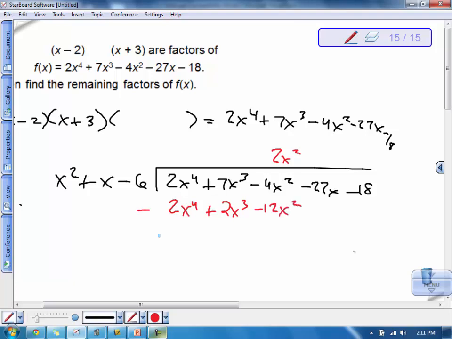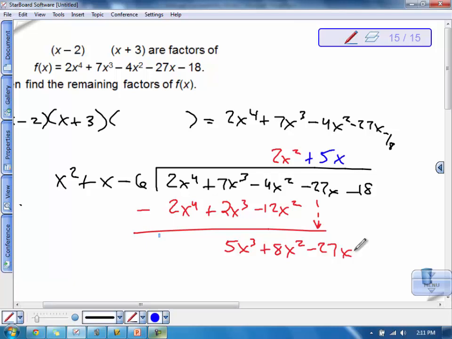When I subtract, this is going to be 0. 7 minus 2 gives me 5x cubed. Negative 4x squared minus negative 12x squared gives me a positive 8x squared. Now I'm going to bring down the next term, negative 27x. And now what do I put up here to multiply by x squared to get 5x to the 3rd? That would be 5x.